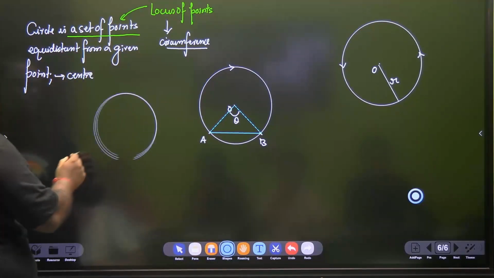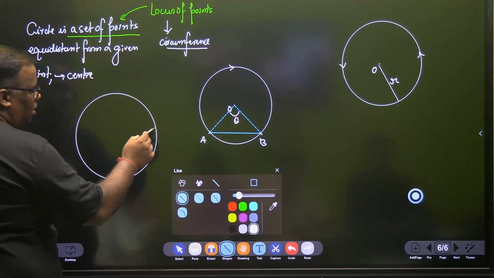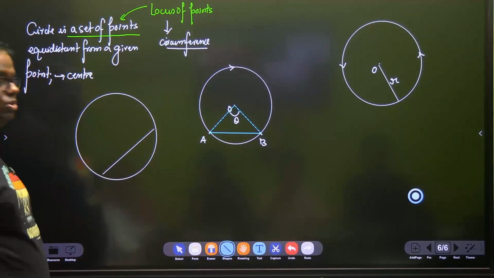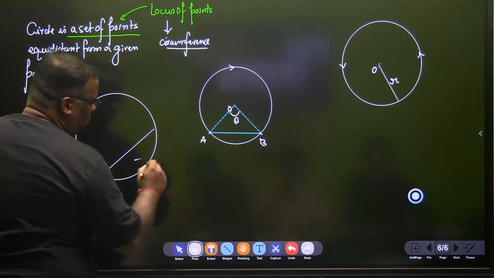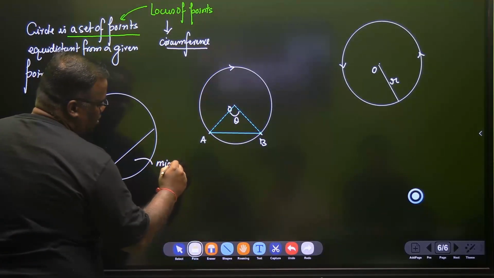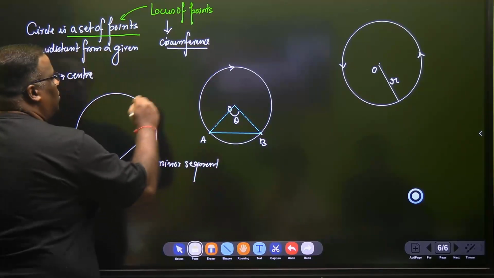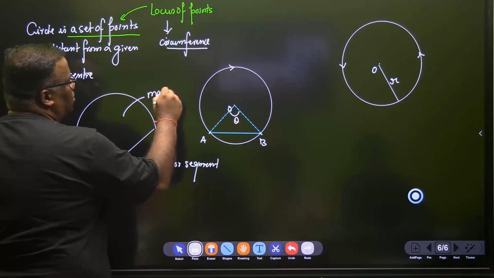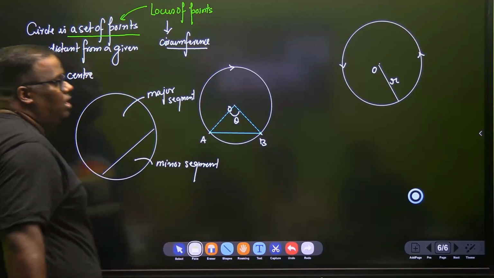Now again, a circle. Whenever we have a chord, a chord divides a circle into 2 segments. This is a segment, this is a segment. This segment will be known as the minor segment, and this will be known as the major segment. So far clear? What all did you learn?